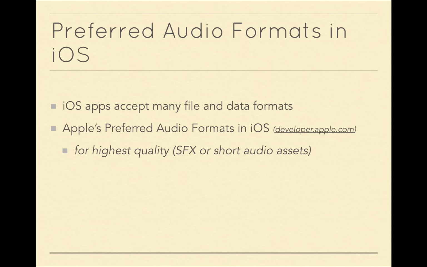And I don't mean fighting a battle with the developer. I just mean constantly making decisions about where you can sacrifice quality in order to make assets even smaller. So Apple's recommendation is to use higher quality for sound effects or shorter audio assets. And the preferred format is an uncompressed PCM, which is pulse code modulation. And pulse code modulation is just the way that uncompressed digital audio files are created. And they recommend that you put them in a core audio format or CAF container.